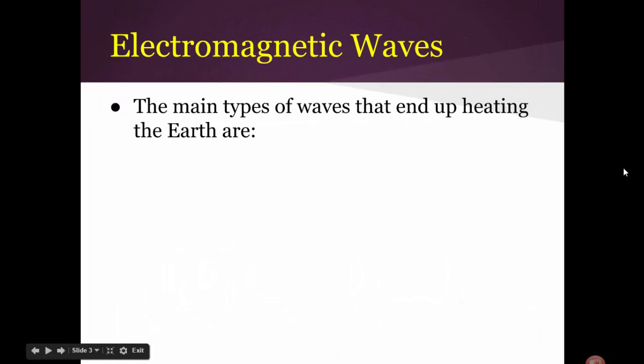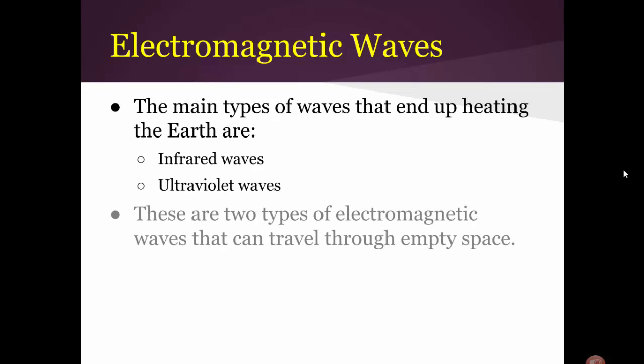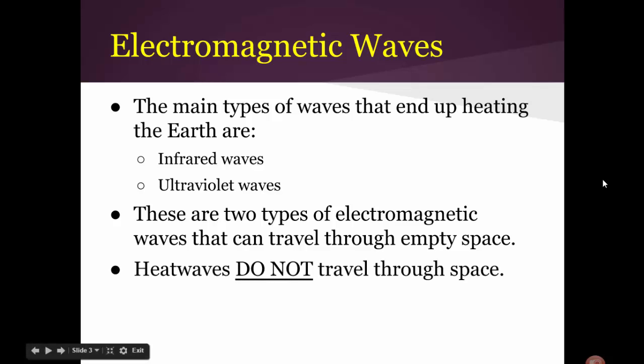So the main types of waves that make it down to the Earth are infrared and ultraviolet waves. Again, both of these are in the electromagnetic spectrum, so they can make it through that empty space. Just remember, heat waves do not travel through space, so it's not like the heat from the sun is making it to the Earth, because that needs something to travel through.